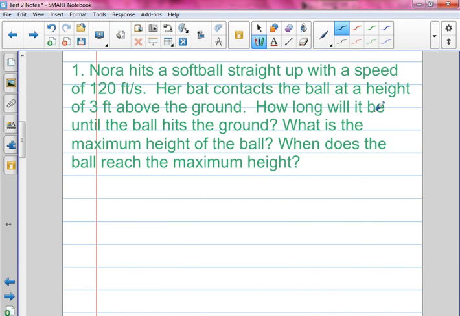Well, first I need to write my quadratic. So I have h of t equals negative 16t squared plus my initial velocity, which is 112t, plus my initial height, which is 3.